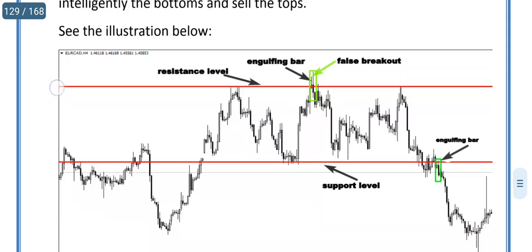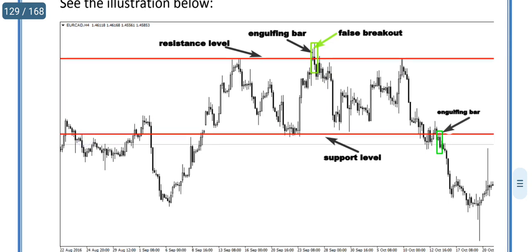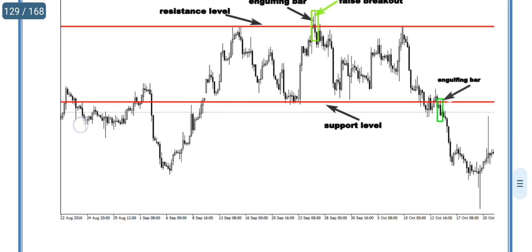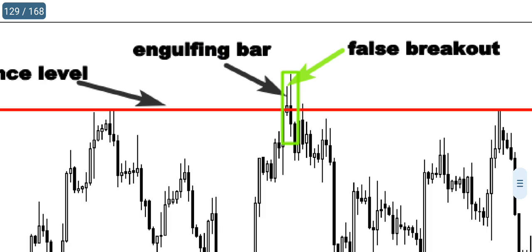This is an illustration that we can use to indicate a false breakout. A false breakout is observed here at the resistance level, where we see the wicks breaking through the resistance level. It is just a false breakout. Therefore, at that point we have to sell the market, because the breakout is false due to the formation of a bearish engulfing bar candlestick in the uptrend.